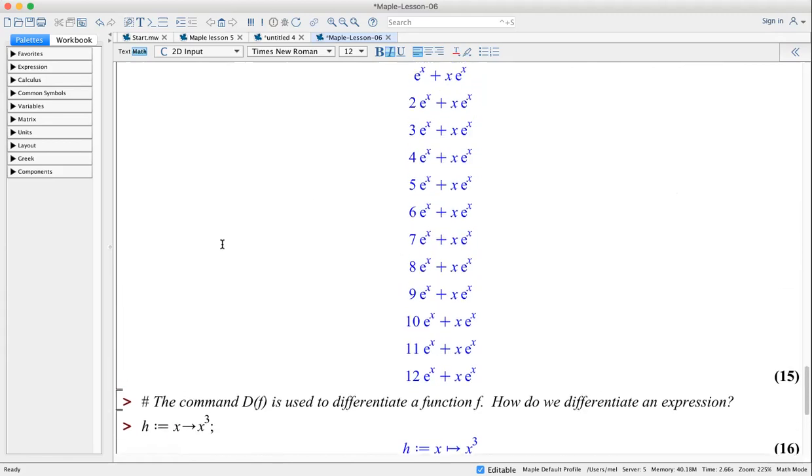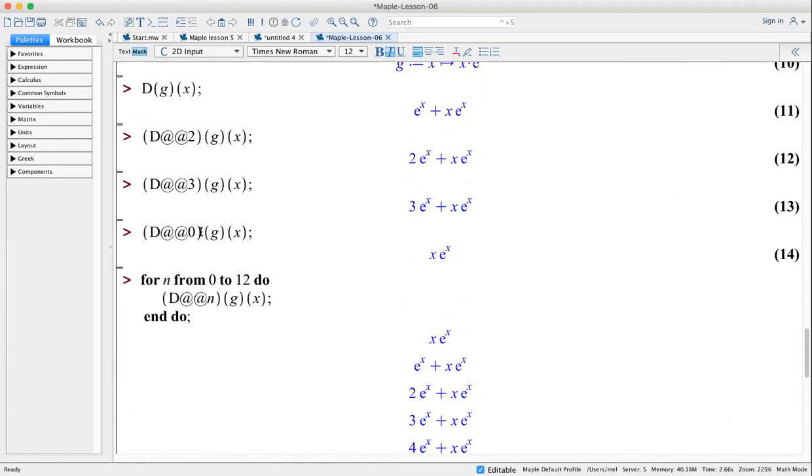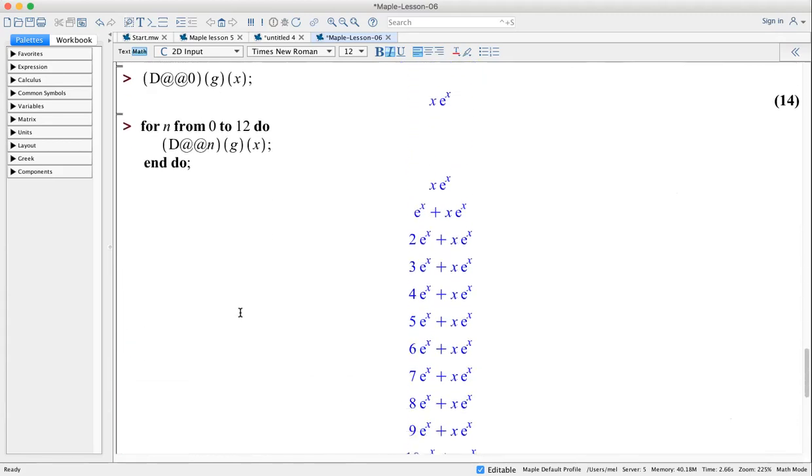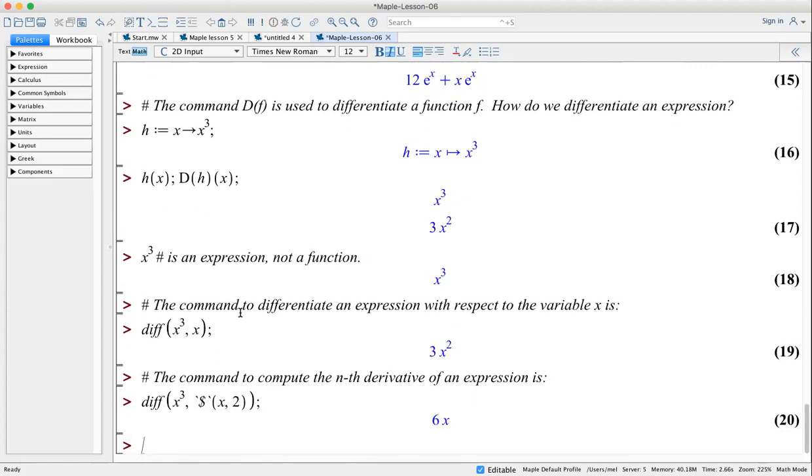But this is a kind of awkward notation. The notation we have here for the nth derivative is much more elegant. But it's important to know first that you can differentiate an expression, and you can even find higher derivatives. But in many cases, it's easier to work with a function than it is to work with an expression.